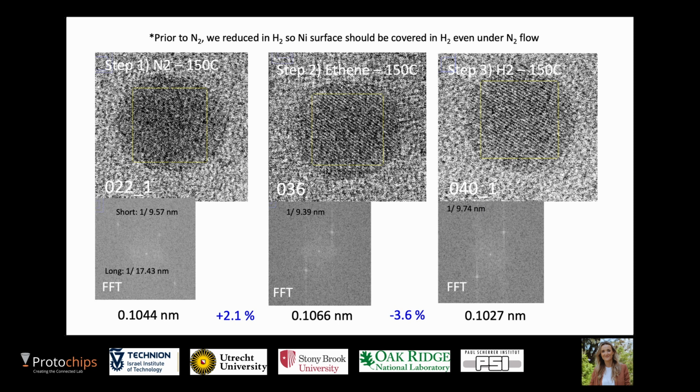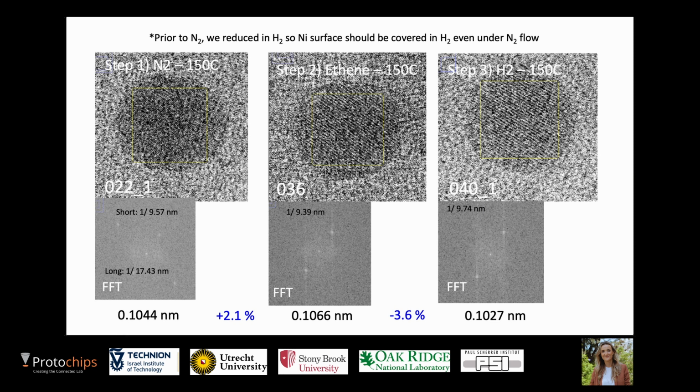But for ethene we observed something very interesting. Flowing ethene over our nanoparticles, and we measured this over a whole range of different nanoparticles, we could see that the lattice fringes, if we did a fast Fourier transform on those areas, showed quite some expansion once we started flowing ethene. So there was a lattice expansion once we started flowing ethene, and then if we reduced again in hydrogen, we saw it contract again. And this was measured over, like I said, a whole range of different nanoparticles.